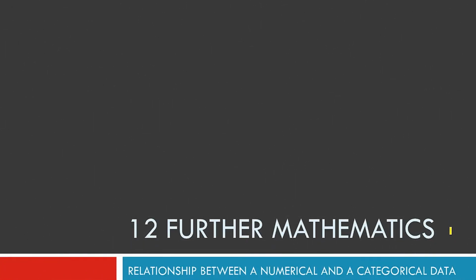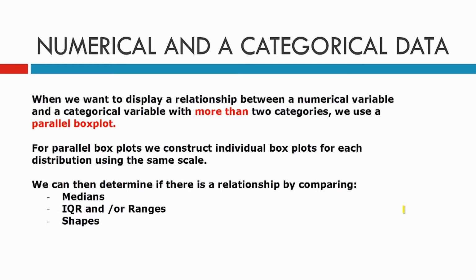Okay, relationship between a numerical and a categorical data. So here we want to display a relationship between a numerical variable and a categorical one. Now remember, numerical deals with numbers, categorical deals with categories. With more than two categories, we use a parallel box plot.